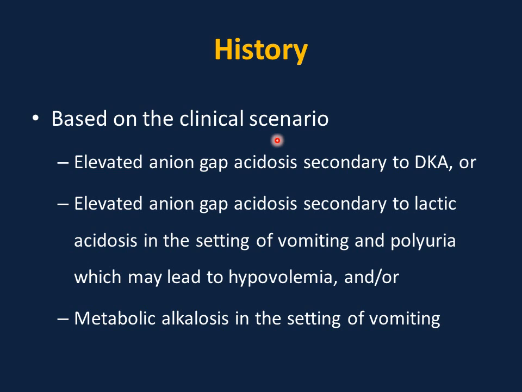The possible acid-base disorder findings in this case can be elevated anion gap acidosis because of diabetic ketoacidosis, or elevated anion gap because of lactic acidosis. Why lactic acidosis? Because of hypovolemia and poor tissue perfusion. And this patient can also present with metabolic alkalosis secondary to the vomiting. When patients vomit, they lose acid from the stomach, and this can cause concurrent metabolic alkalosis. And in this case, the delta ratio will help to identify if this is associated or not.